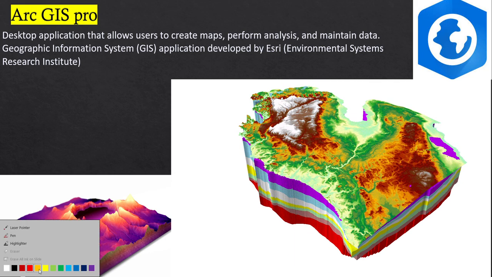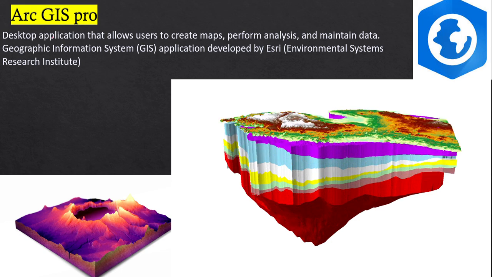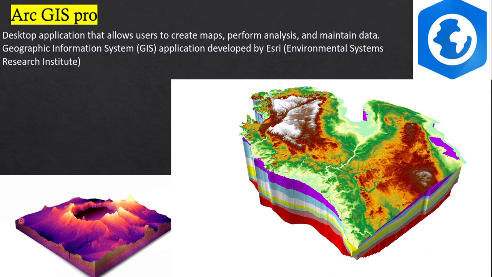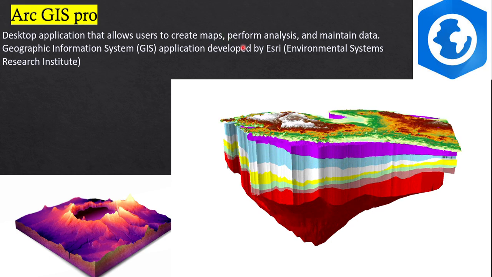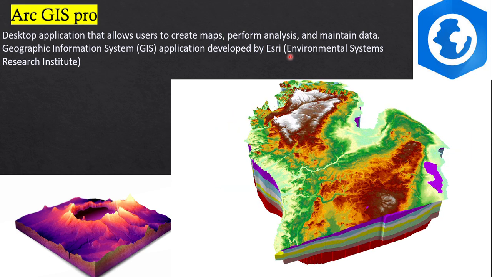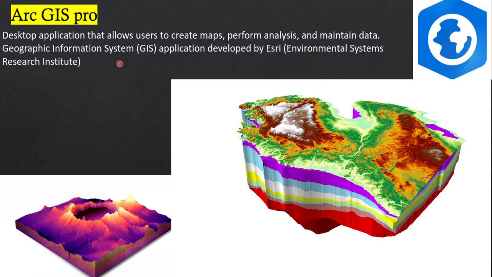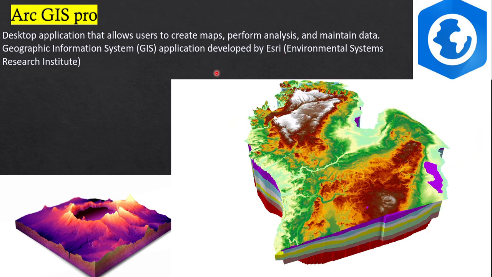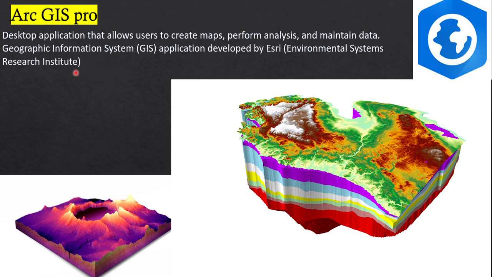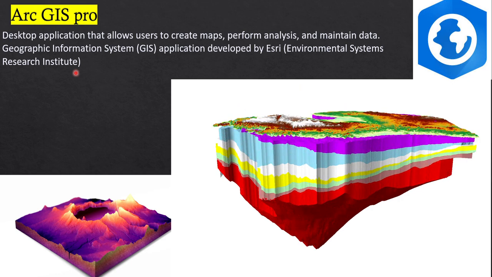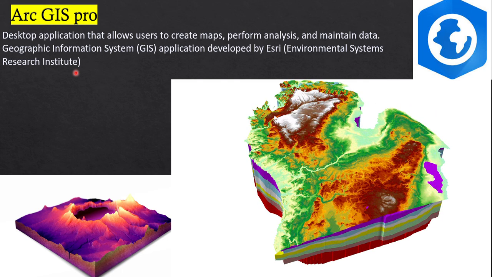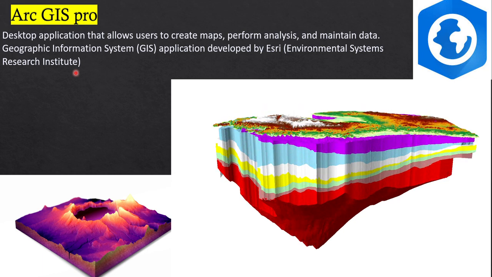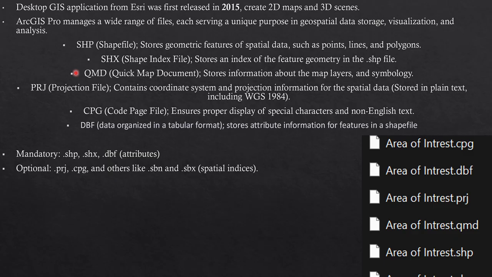ArcGIS is the desktop application which allows you to create maps, perform analysis and maintain data for Geographic Information System (GIS) applications, which was developed by Esri, the Environmental Systems Research Institute, in 2015. There is another one, ArcMap, which was created by Esri in the year 2000, but this is the latest version, ArcGIS Pro.